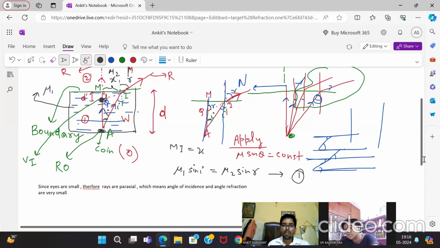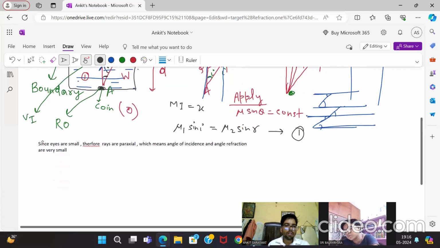Clear? Now when this I and R are very, very small, I can say sine I, if I is very small, then sine I is approximately equal to I, which is approximately equal to tan I. In mathematics, you should remember these things. Clear? Similarly, sine R is approximately equal to R, and I can say tan of R. Clear?